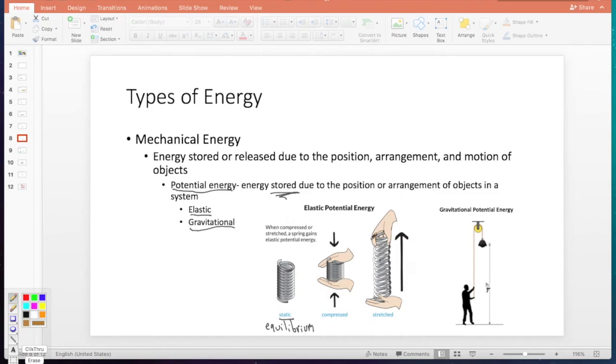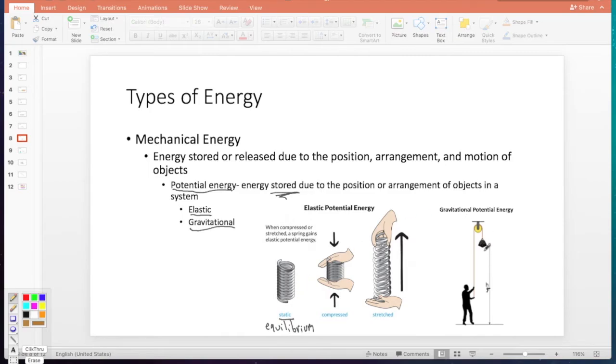We can kind of think about how much energy there might be. Just imagine this: the more you compress or the more you stretch the spring, I think it makes pretty good common sense, the more potential energy you have stored into it, right? So the amount of potential energy in an elastic system really depends on how much it has been compressed or stretched, how far away from its equilibrium, its normal chill zone, you have taken it.